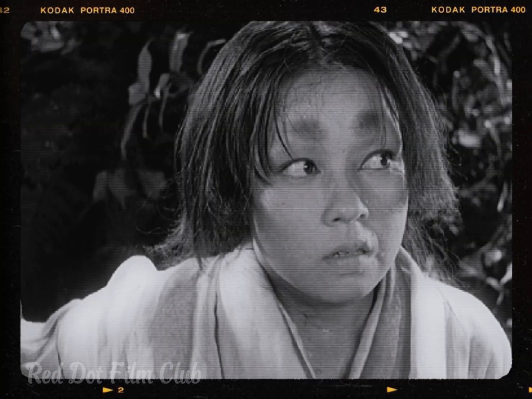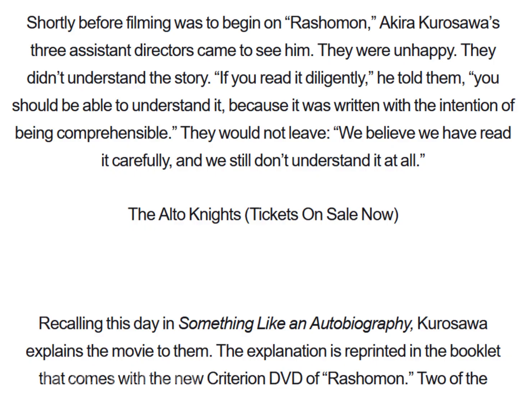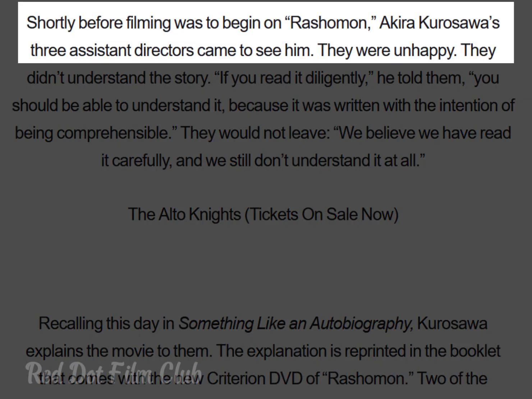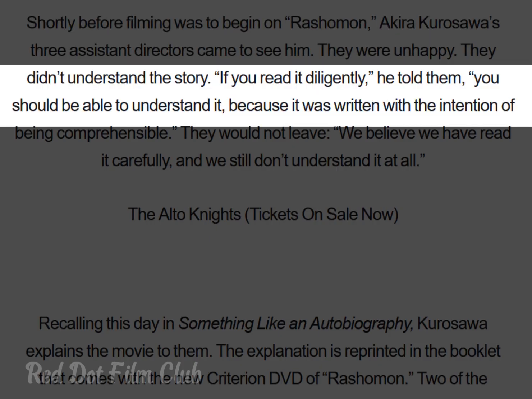The film uses multiple perspectives and a non-linear story structure, to be sure, so it is easy to misunderstand the film. In fact, during filming, Kurosawa's own directors had trouble understanding the film. Roger Ebert writes on his website, shortly before the filming was to begin on Rashomon, Akira Kurosawa's 3 assistant directors came to see him. They were unhappy.